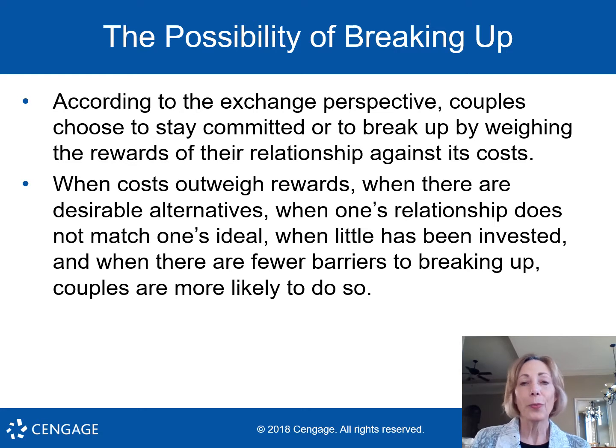So then moving on to breaking up. Boy, we're all over the place, aren't we? So I'm trying to provide helpful information for the questions in the MindTap. According to what the book calls the exchange perspective, couples choose to stay committed or to break up by weighing the rewards of their relationship against its cost. When the costs outweigh the rewards, when there are desirable alternatives, when one's relationship does not match one's ideal, when little has been invested, and when there are fewer barriers to breaking up, couples are more likely to do so.